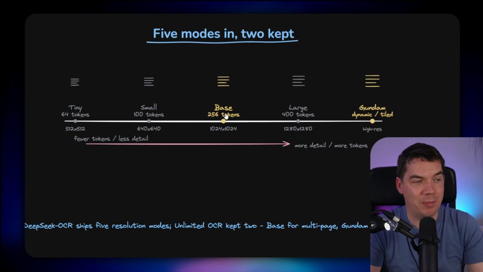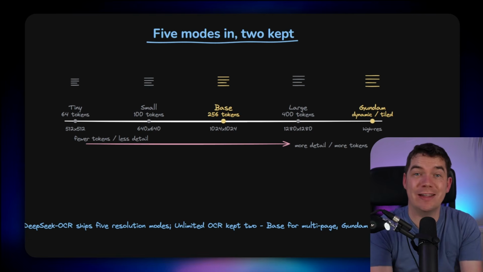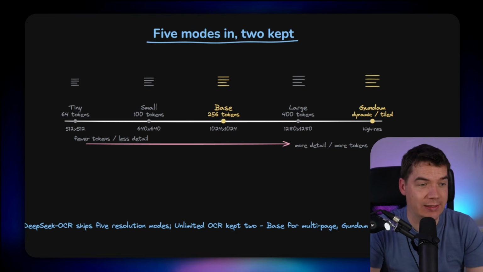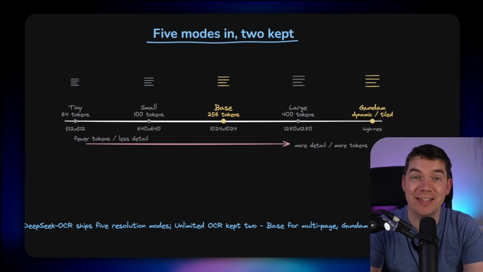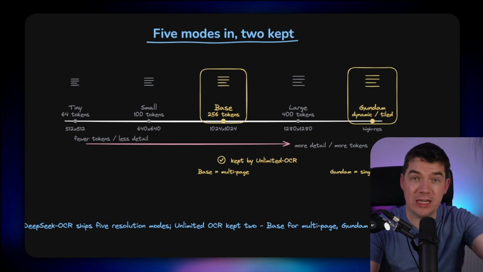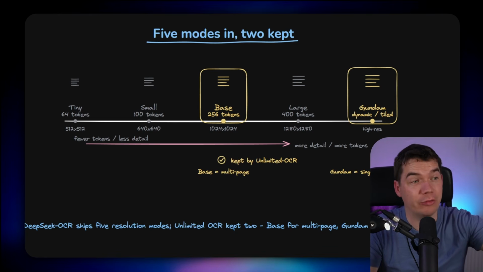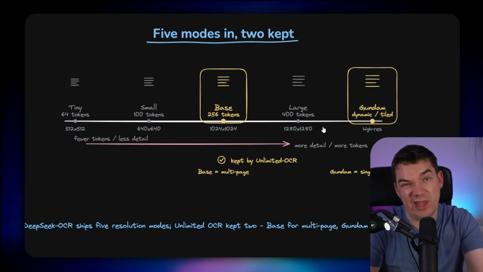The mid-level is Base at 256, and then Gundam is the dynamic version that essentially slices a high-resolution page into tiles so that it can really pick out the fine details. So that is the highest resolution version, and that's what you saw in the demo earlier. And the reason it's worth flagging this is that when Baidu built Unlimited-OCR on top of DeepSeek-OCR, they didn't carry through all of these 5 modes. In the demo, you saw me run Gundam and Base, and they are the only 2 that they support.